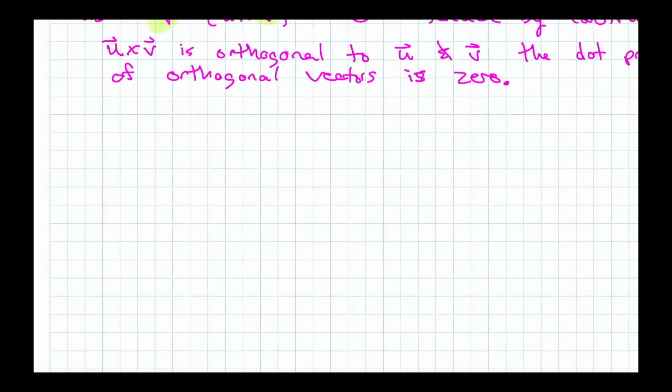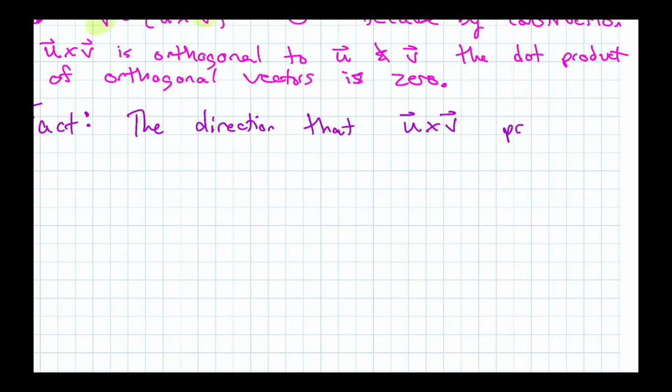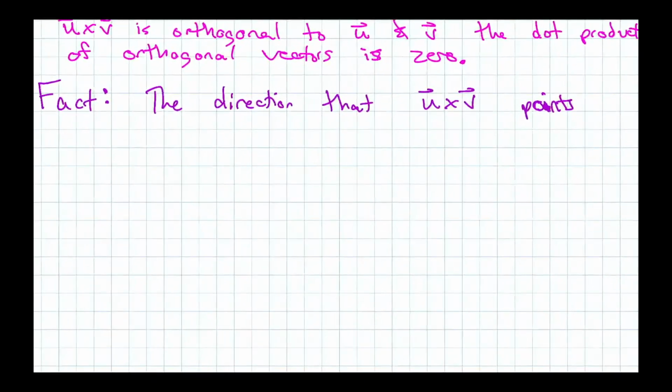Okay. So this is just kind of a note about the specific way it works. So let's see. This is just kind of a fact. So the direction that U cross V points follows a right-hand rule.